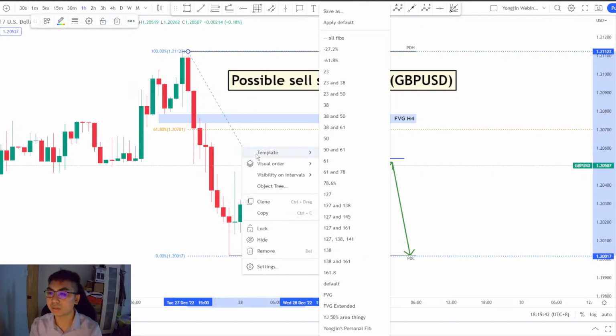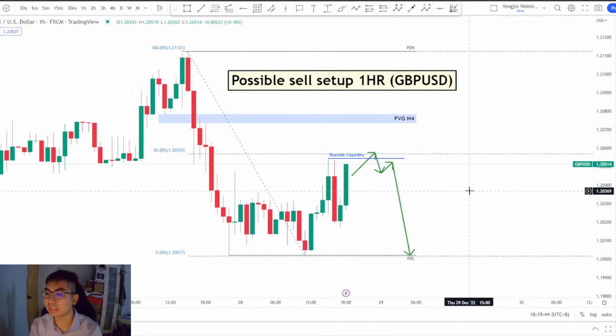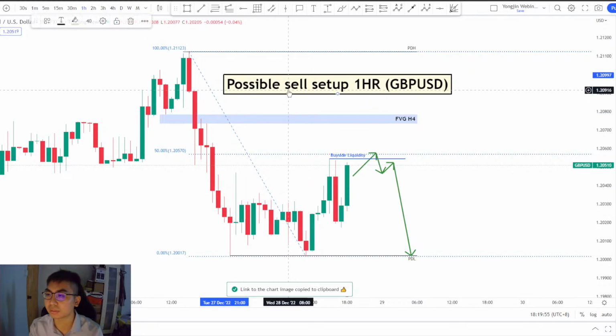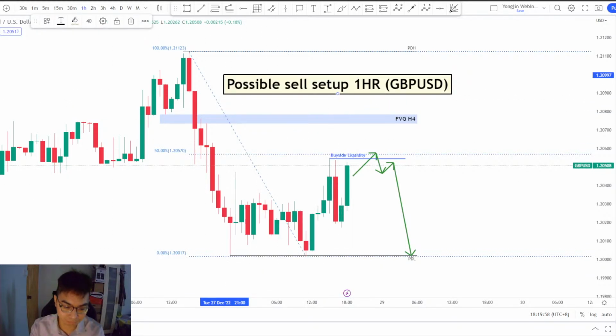So maybe add confluence to that area. Okay, there's a 50% Fibonacci line right there. That could be a possible sell setup. We are just adding confluence to what we are looking at. Possible sell setup. Okay, just send it to chat.